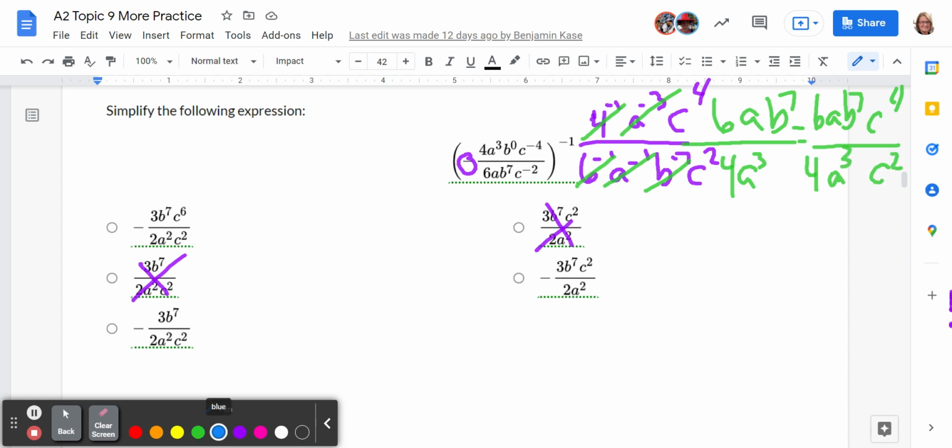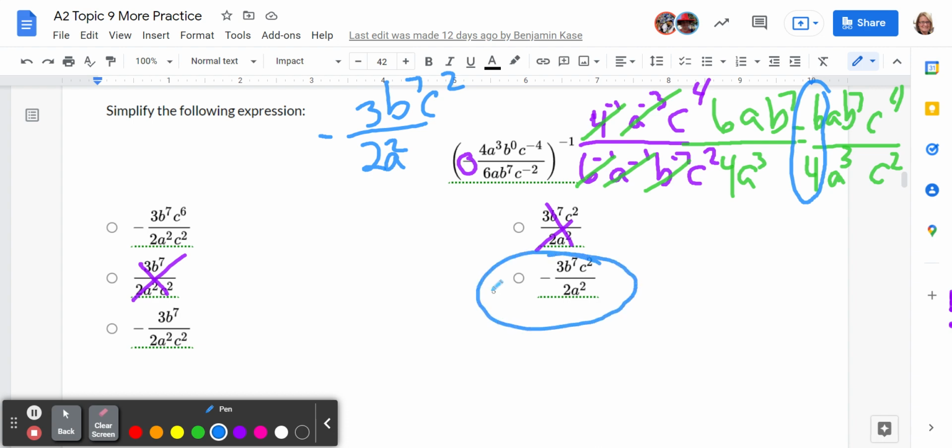Now, when I simplify this, that's 6 over 4. We can take a 2 out of both of them, and I end up with a 3 on top and a 2 on the bottom. My a's are bigger on the bottom by 2. I'm not going to touch the b's. And then my c's are bigger on top by 2. So we're going to look at that. And again, remember that negative out front. So when we match that up, we're going to go with this answer down here.